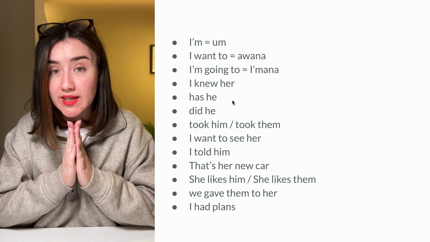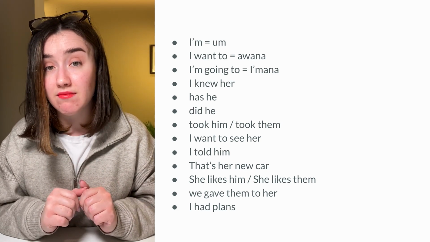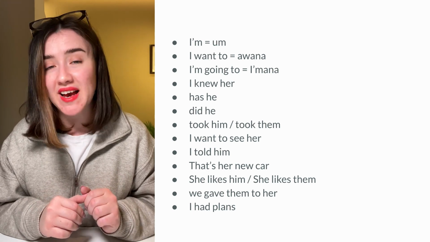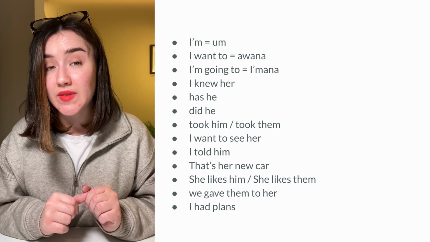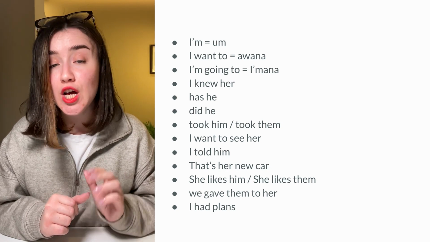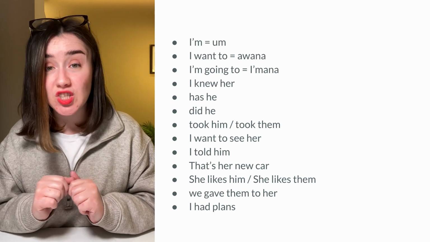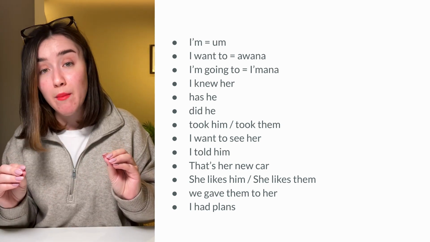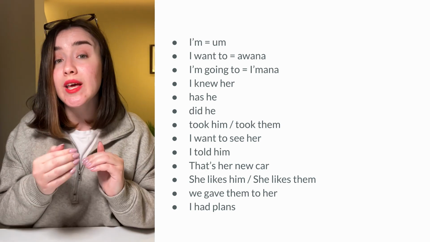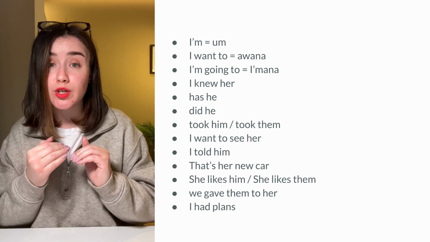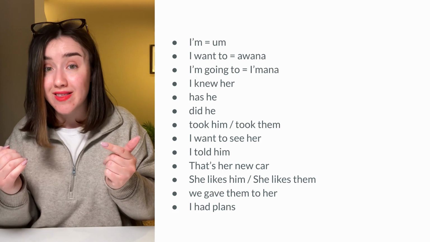Has he is going to be your turn. Has he, right? Or has he? Depends on whether it's a question or not. Has he? The next one is did he? Did he? Okay. Took him together is going to be took him. Took them is going to be took him. So took him, took him, took him.